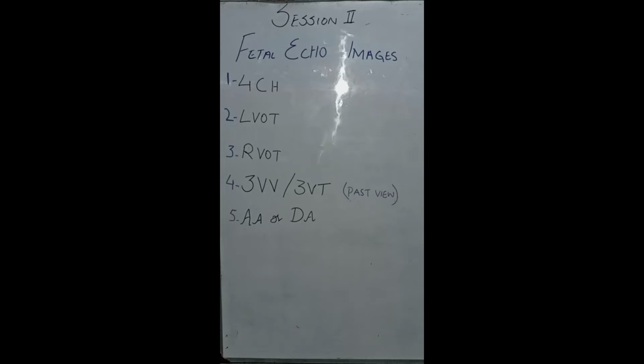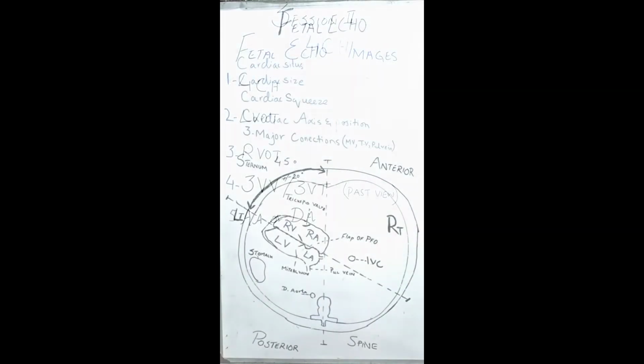Number 1, four-chamber view. Number 2, left ventricular outflow tract. Number 3, right ventricular outflow tract. Number 4, triple vessel view, or triple vessel tracheal view. Number 5, the aortic arch or ductal arch.